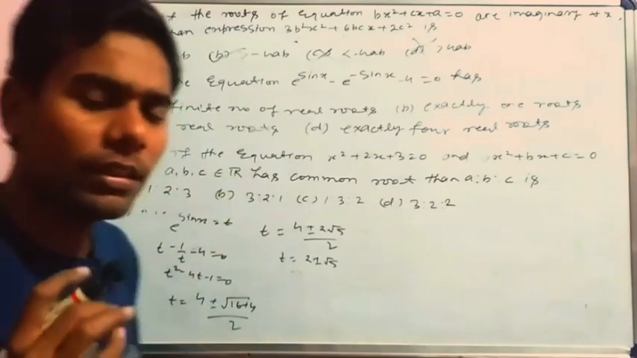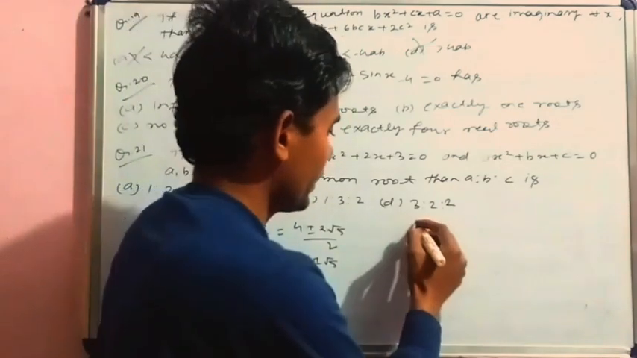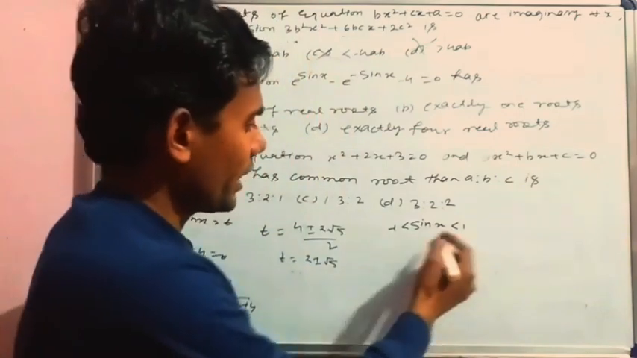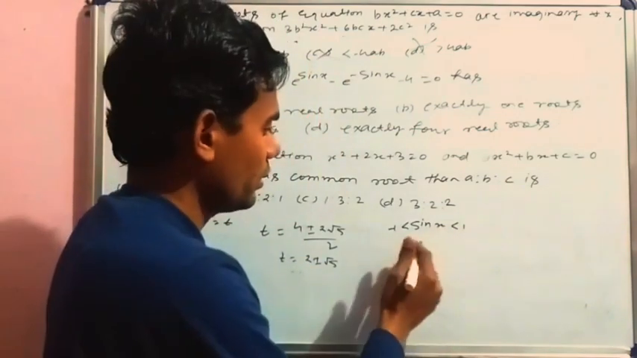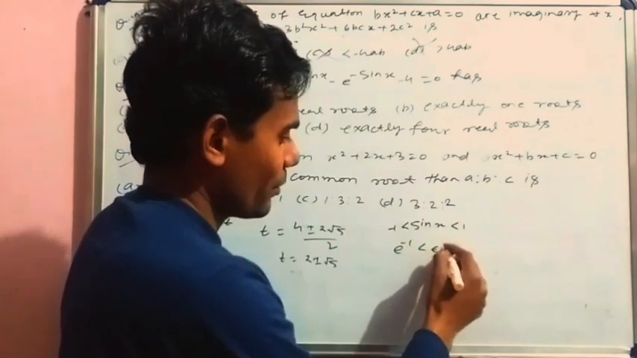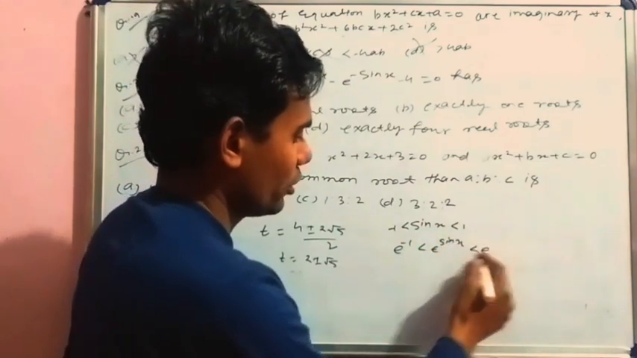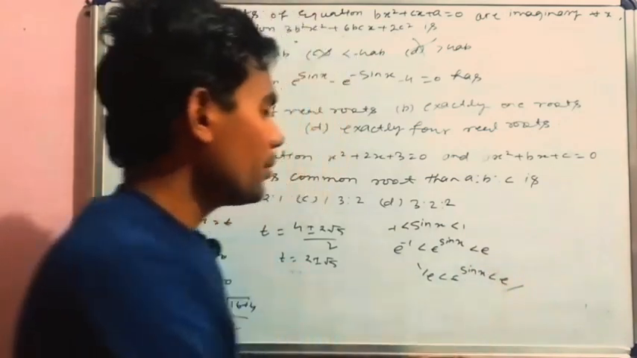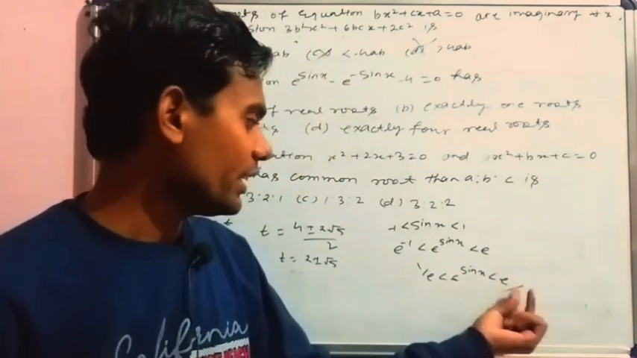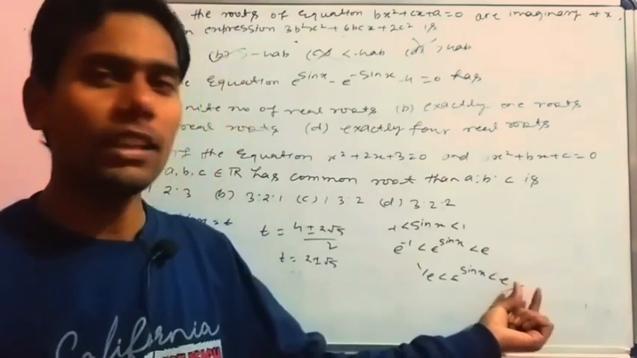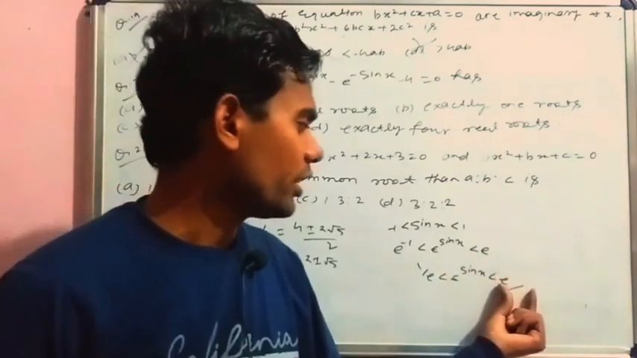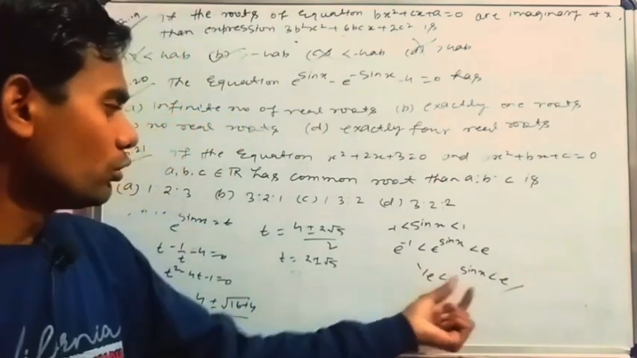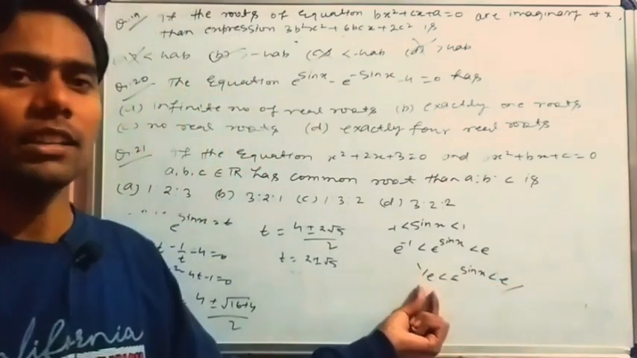Then we have to know that sin x lies between minus 1 and 1. Then e power minus 1 is less than or equal to e power sin x, which is less than or equal to e, so 1 upon e is less than e power sin x, and we have to see that e power sin x lies between these. Suppose that the value of e is 2 point something, and 1 upon e.